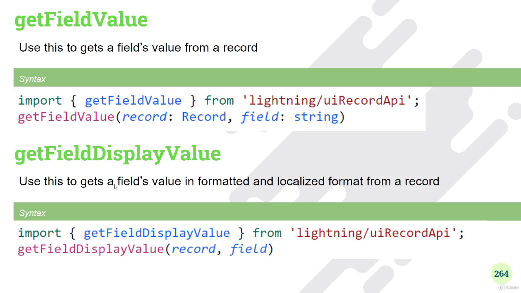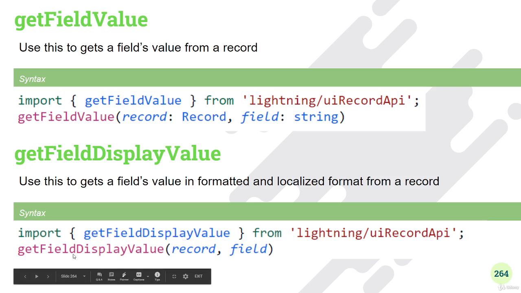We use this to get a field value in a formatted and localized format from a record. Like I showed in the previous demo, we want the annual revenue in dollars with a comma-separated notation. In that case, getFieldDisplayValue will give us the formatted value, that is the display value. The syntax is the same. You need to import getFieldDisplayValue from UI Record API, and then you pass the record data to this function, and you pass the field name for which you want the display value.